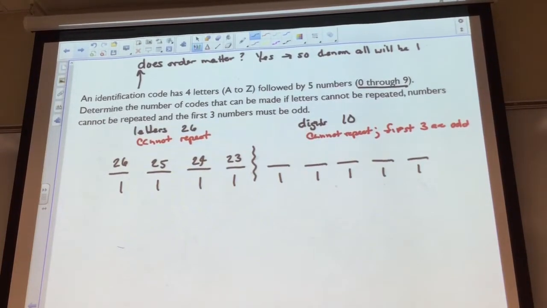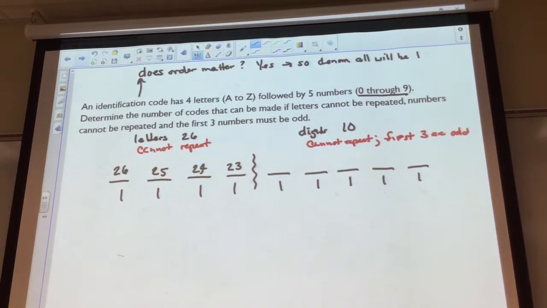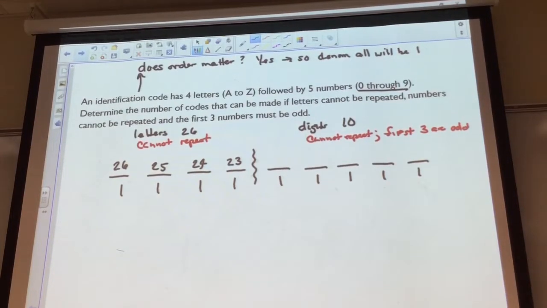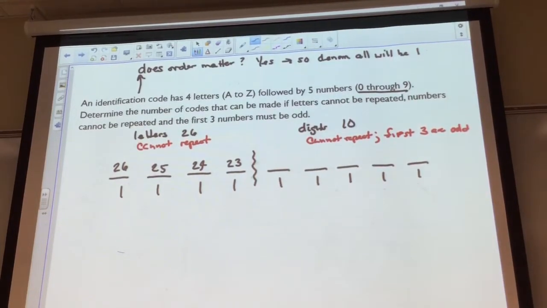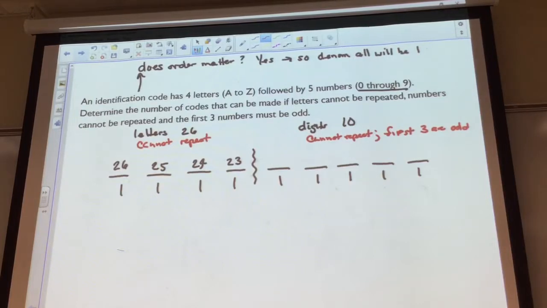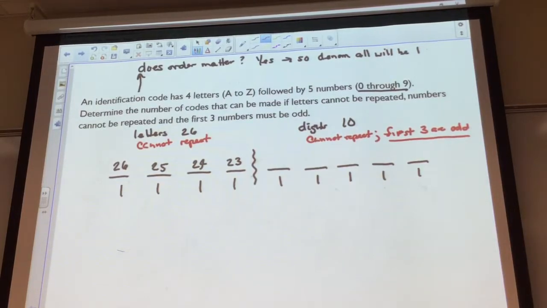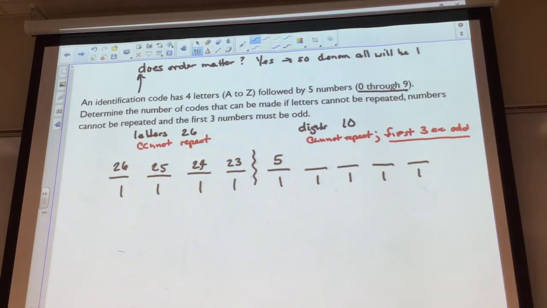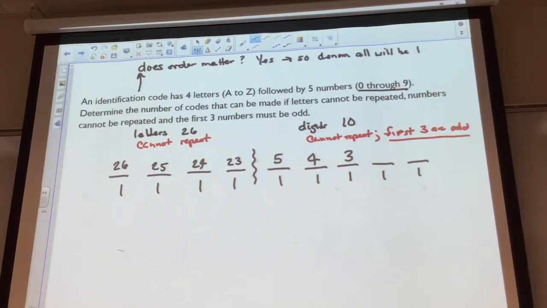How many digits to select from at the outset? 10, but the digits on the beginning all have to be odd. So how many are actually okay to use? 5 of them. So 5. And then since you can't repeat, 4. And then 3. But now what about the last 2?